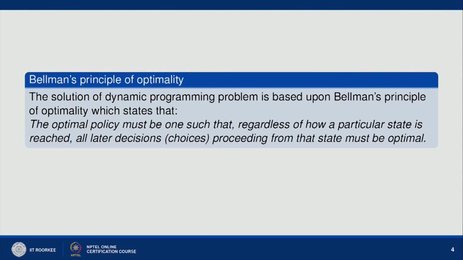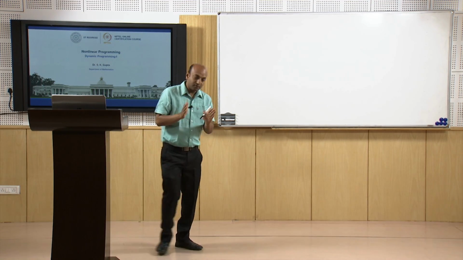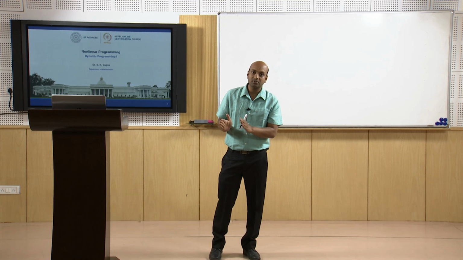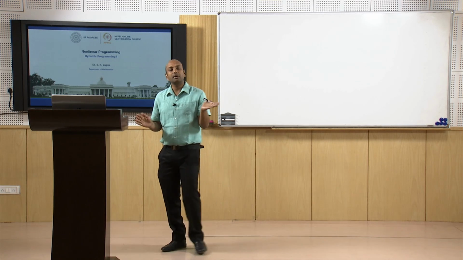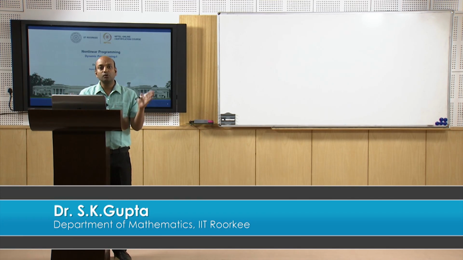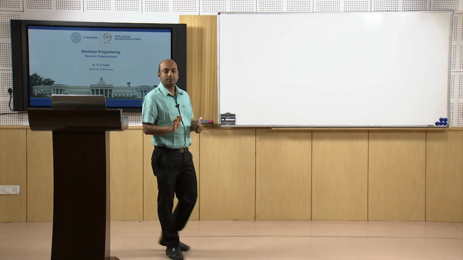Now, how does it come? It comes from Bellman's principle of optimality. What does it state? It states that the optimal policy must be one such that regardless of how a particular state is reached, all later decisions or choices proceeding from that stage must be optimal. That is Bellman's principle. It means that whatever solution we obtain from the sub problems and use in the next table, if we repeat the same process until we get back to the final table, the solution remains optimal.